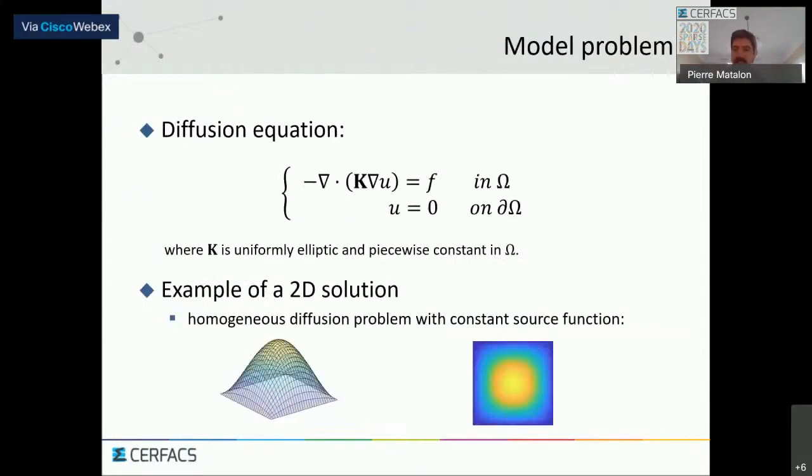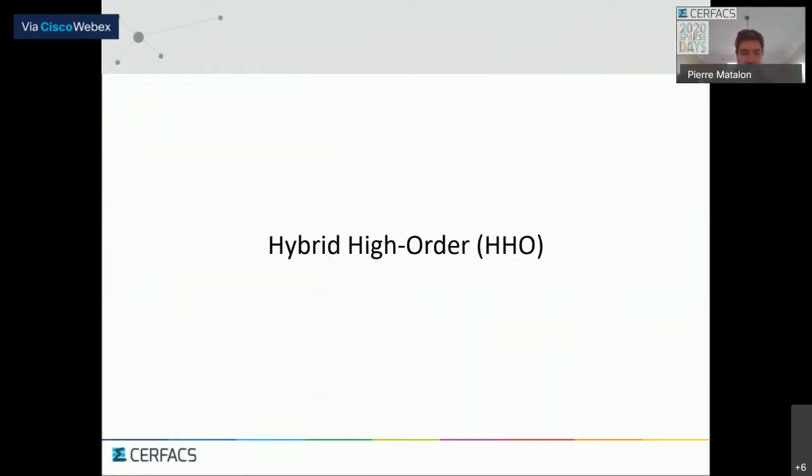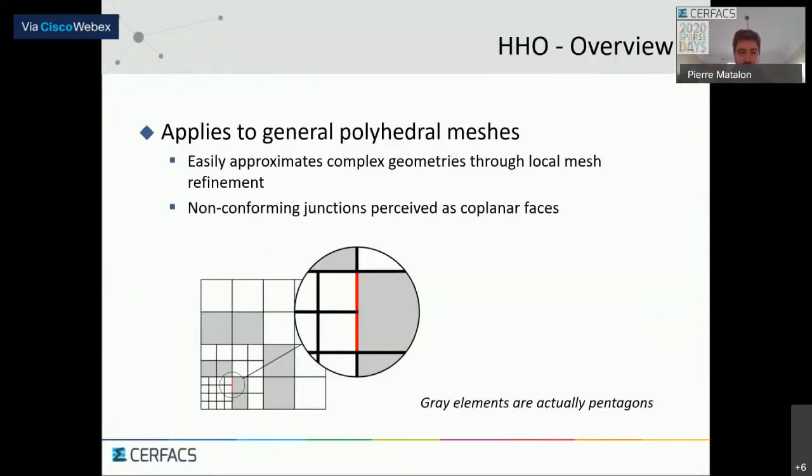So as I said, we limit ourselves to scalar elliptic equations. So here the diffusion equation, and I'm gonna just enumerate quickly how the HHO method works. It's a method that applies to general polyhedral meshes, which is always a good thing, which offers a lot of flexibility to approximate complex regions of a geometry.